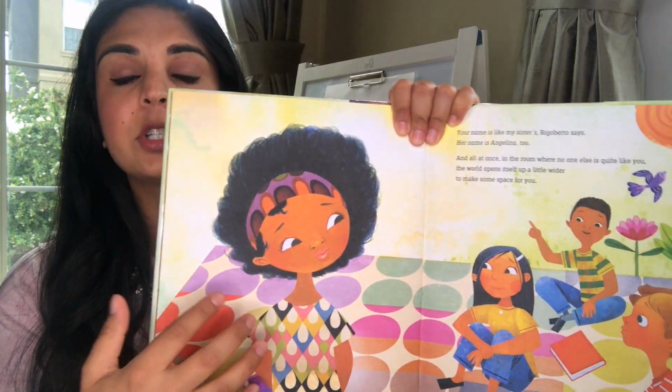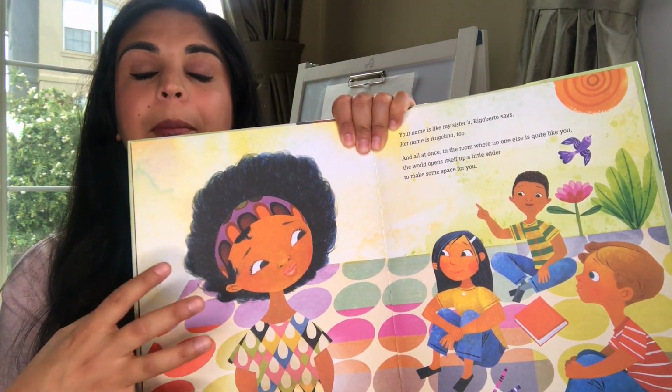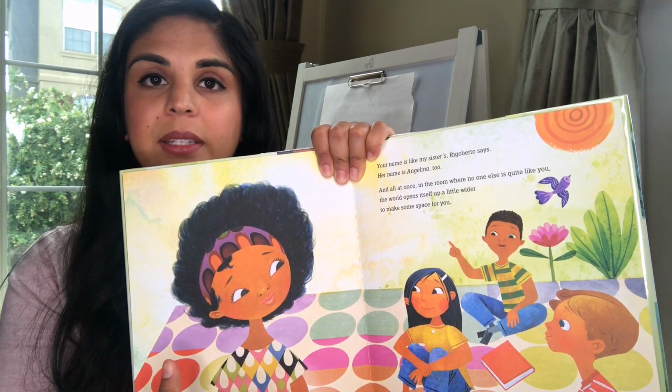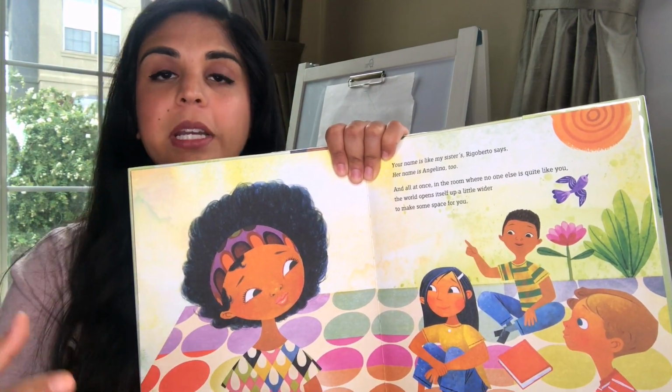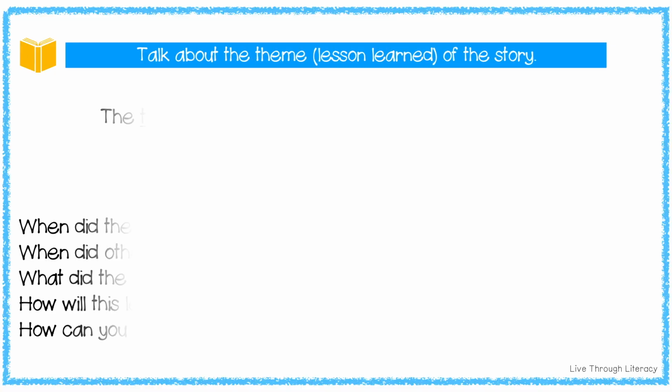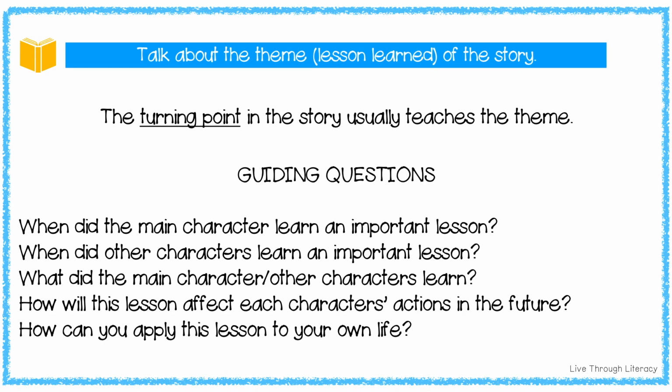So if you look back to the turning point, it's when this girl spoke up about her experience, and at that moment, this boy also spoke up too. And that is exactly where the lesson of sharing your story so that you can connect with other people is learned. Questions that you should ask when you are considering the theme of the story are, how did the main character learn this theme? And specifically, how is it going to affect the future actions of other kids in the book or the main character?